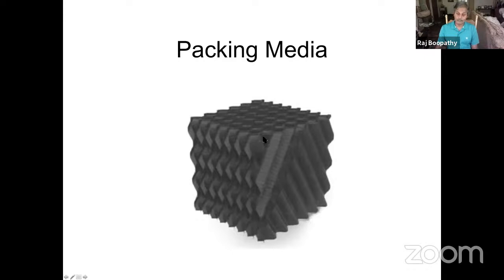So nowadays there's a lot of plastic media, but when I started in grad school, it was basically big rock, and then they replaced it with ceramic. Now we have this plastic media inside the filter.